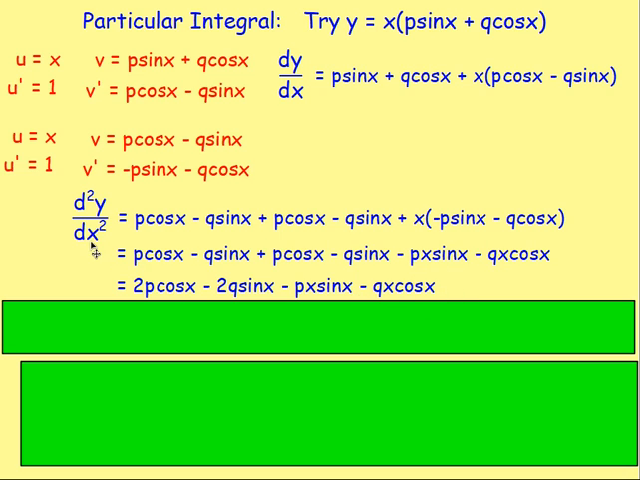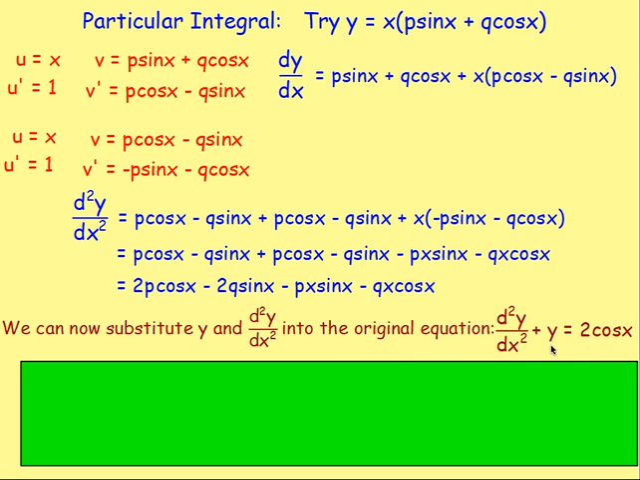What we now do, because we have d2y by dx squared, dy by dx and y, is sub them into the original equation which we started with in the question.